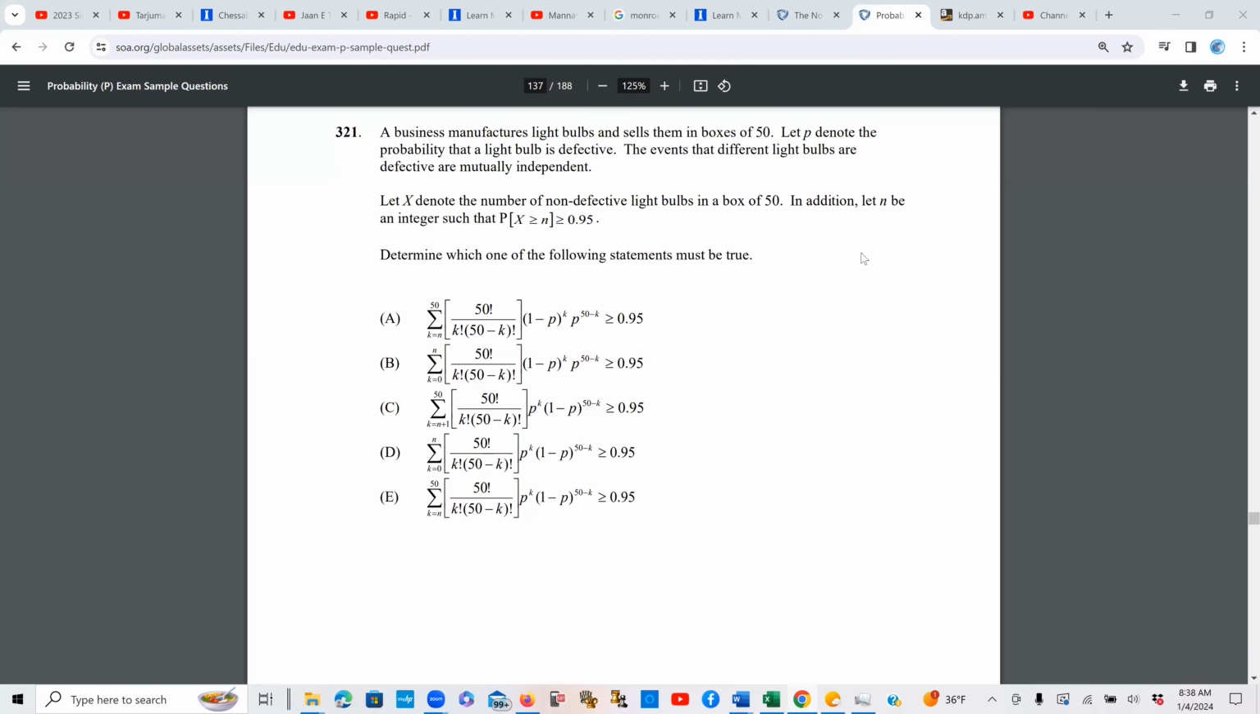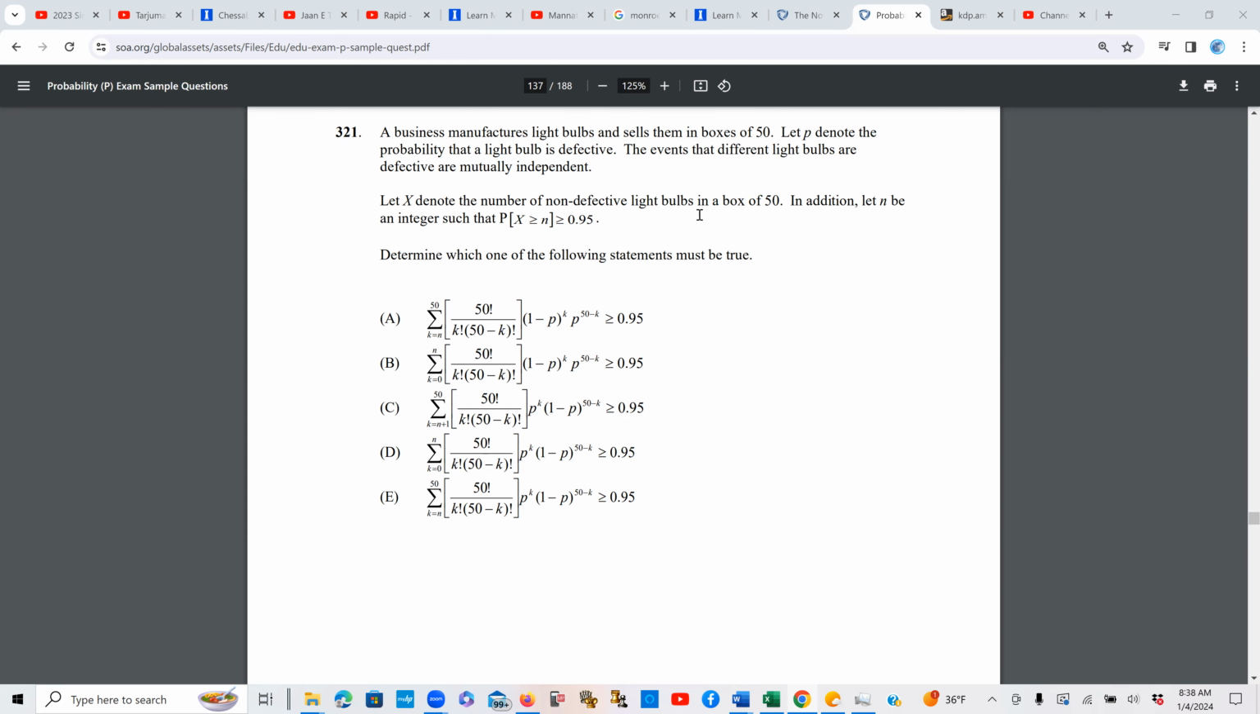A business manufactures light bulbs and sells them in boxes of 50. Let P denote the probability that a bulb is defective. Events that different bulbs are defective are independent. Let X denote the number of non-defective bulbs in a box of 50.